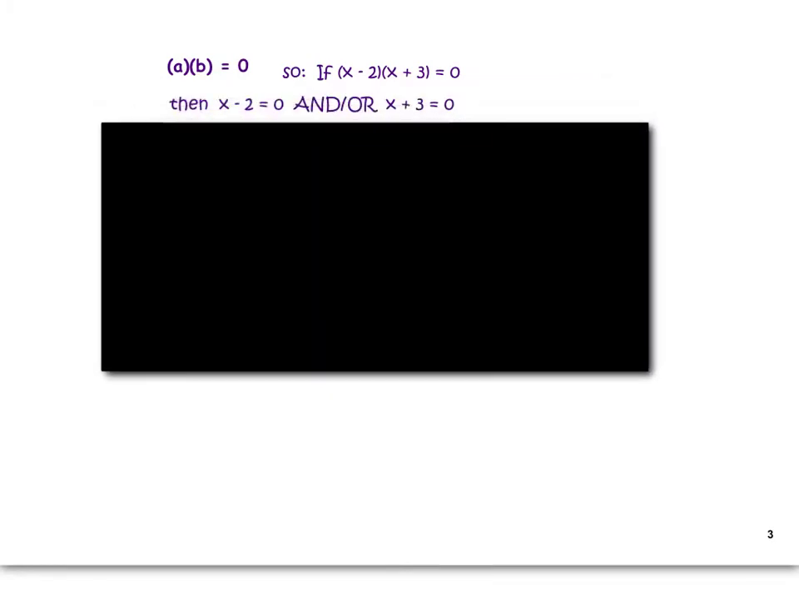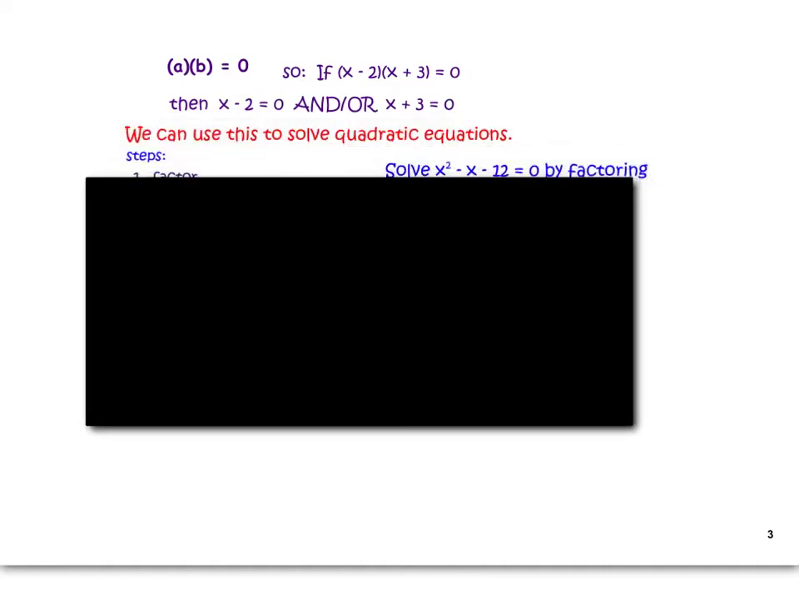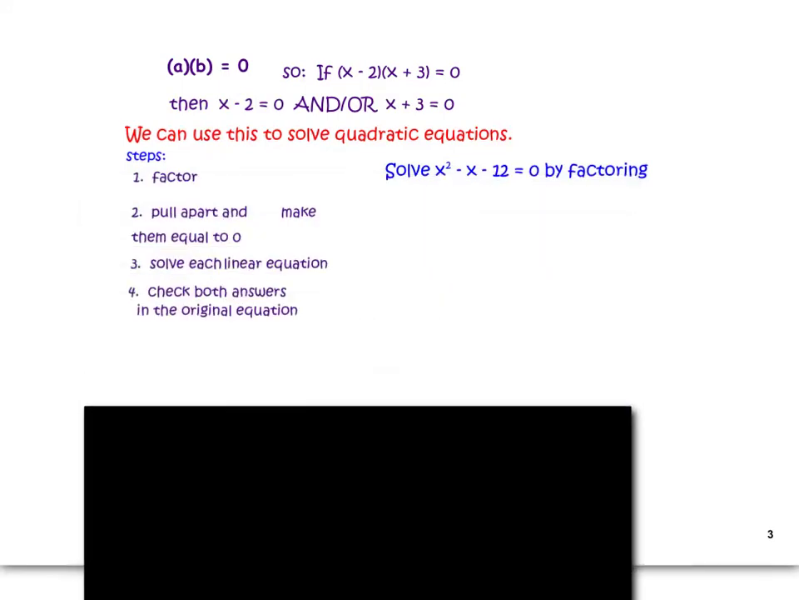Therefore, using this property, if a times b equals 0, similarly, if you have x plus 2, which could be representing your a, and x plus 3, which could be representing your b, equaling 0, then it makes sense that either x plus 2 equals 0, or x plus 3 equals 0, or both. Alright, so we can use this to solve quadratic equations.